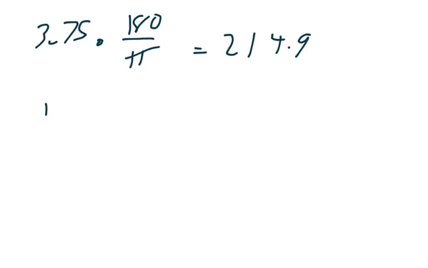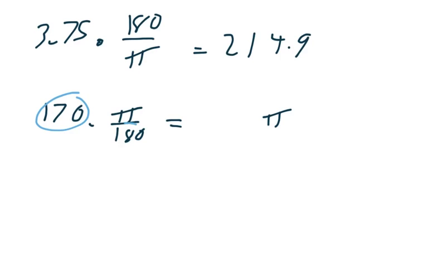And then finally, for this video, for 170 degrees, to change it to radians, multiply by pi over 180. Since you want the answer in terms of pi, I'm only going to put 170 and 180 into the calculator, get the answer as a fraction, and it turns out to be 17 pi over 18.